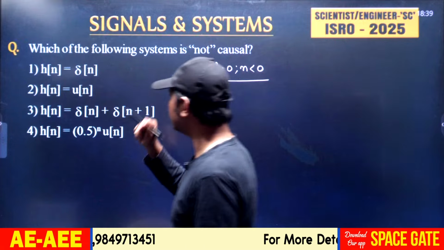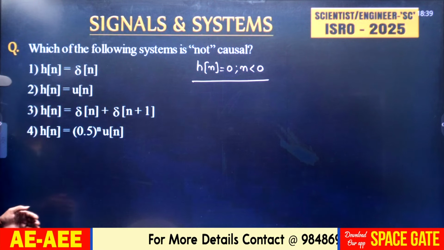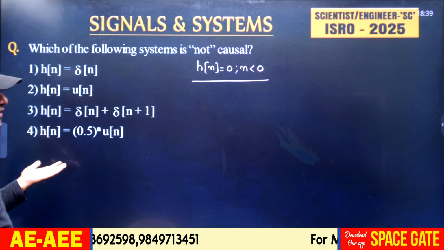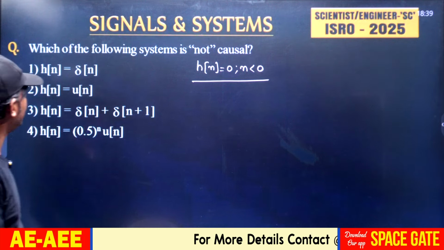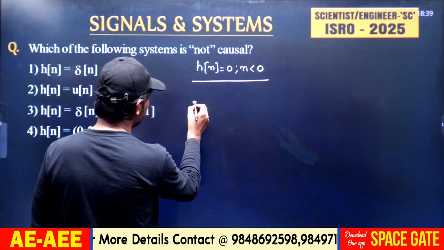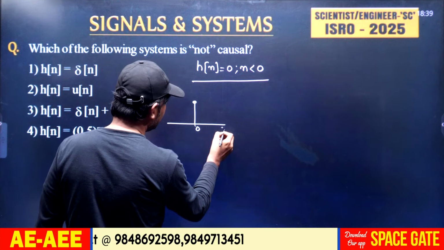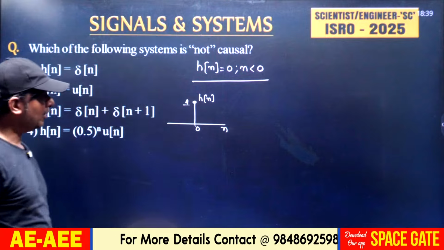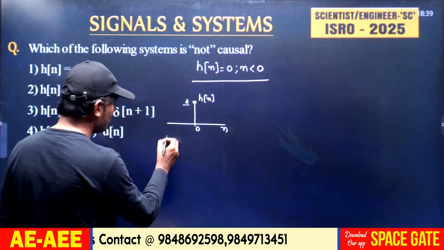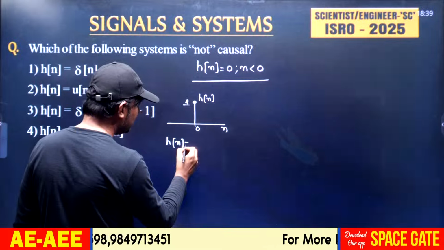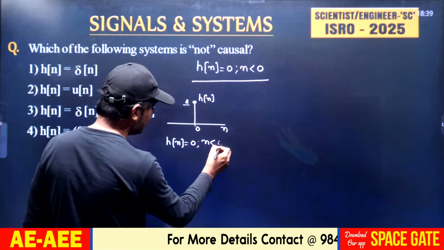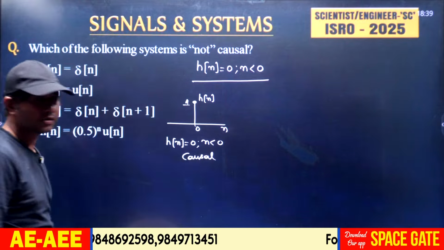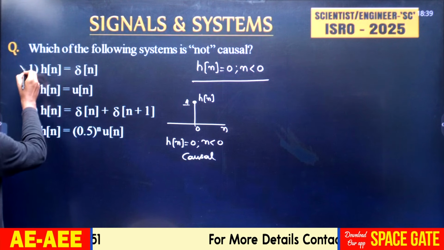So if you can draw the shapes of the impulse response, you can find out which of these LTI systems is not causal. First one, del of n. Del of n means what is the shape? Del of n means this is the shape, right? Now, is h of n 0 for n less than 0? By looking at this impulse response, clearly I can say h of n is 0 for n less than 0. So this corresponds to a causal system. So this is not the answer.